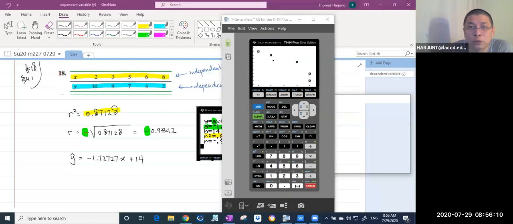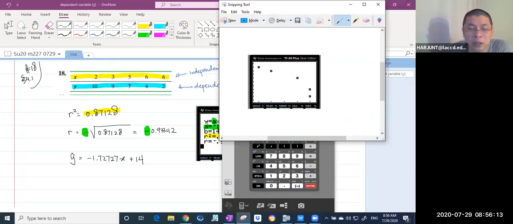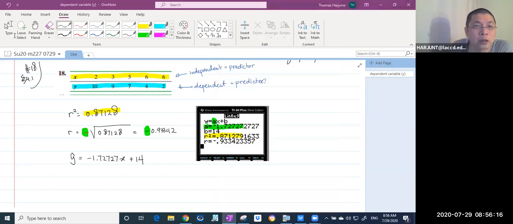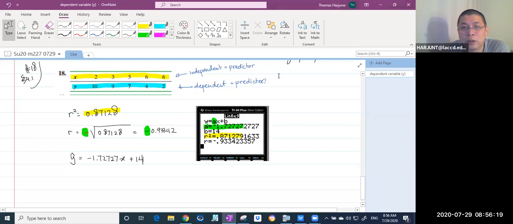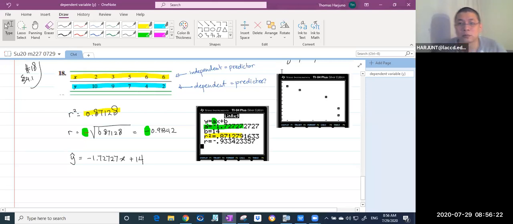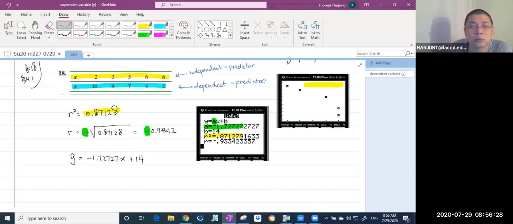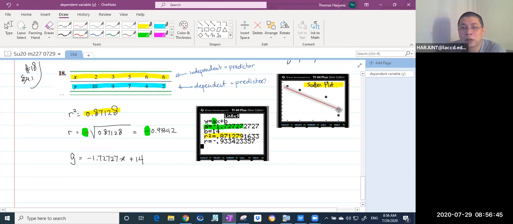We can do this on Excel too though. Excel has the scatter plot. This is the scatter plot, and you see that it seems to have a negative association. The further you go to the right, the Y value gets smaller. Now then, actually I want to go further.